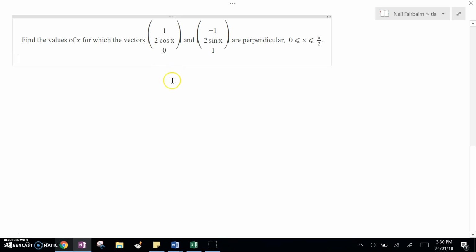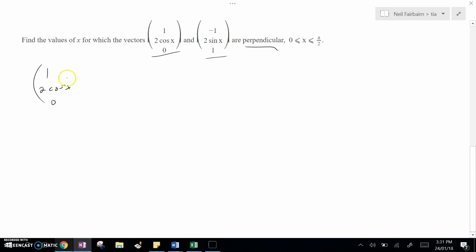It's a vector question. Now, we haven't done vectors yet, but I think you're good enough that you can probably follow where I'm going. If something is perpendicular in vectors, it would mean that this vector and this vector, if they're multiplied using the dot product, it should equal 0. So (1, 2cos x, 0) dot (-1, 2 sin x, 1) is equal to 0 if they are perpendicular to each other. So multiplying 1 and -1 is -1.